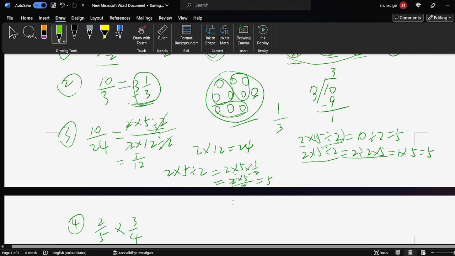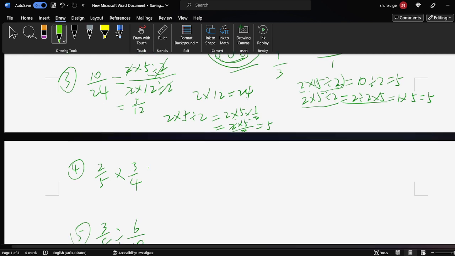Okay, so next question we come here. So this part is fraction multiplication. Okay, just denominator times denominator together, numerator times numerator together. That's the rule. How to understand this?